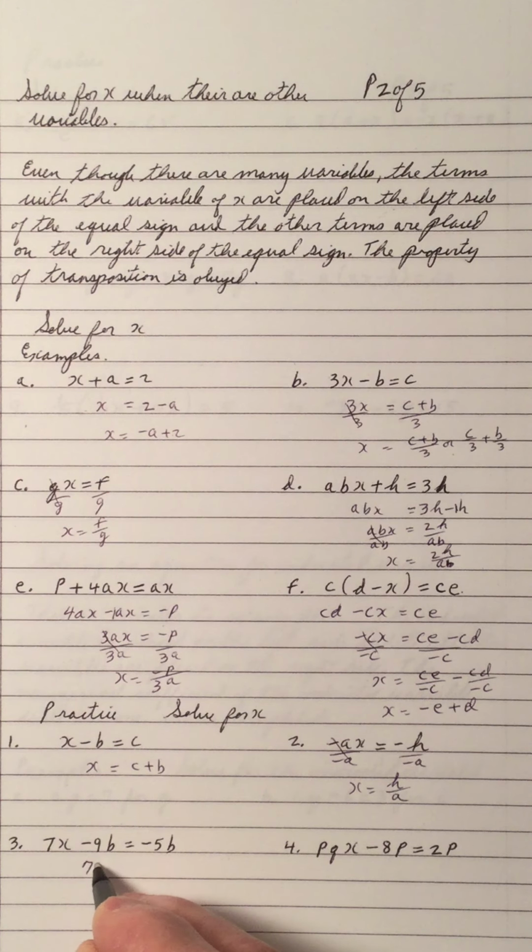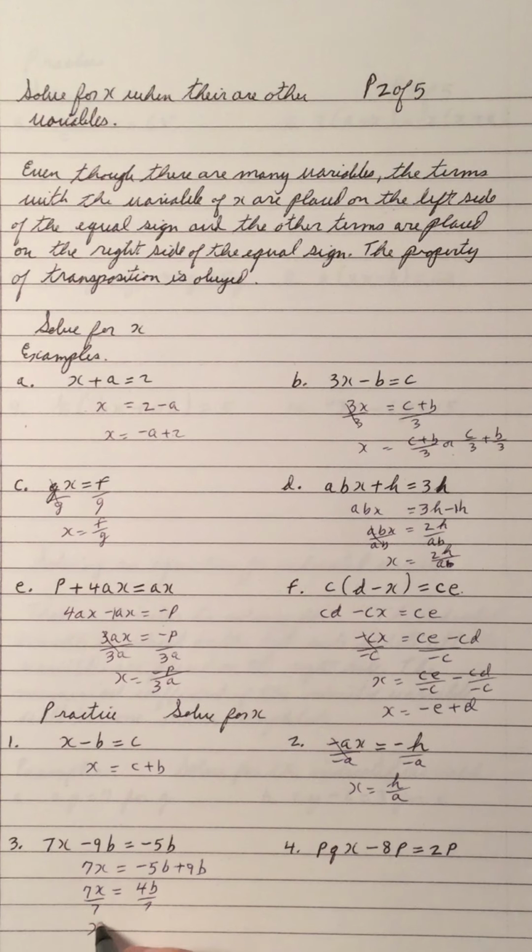And we have 7x on the left, so we have a negative 5b plus 9b that moves over to the right. 7x equals, add, we get 4b, and now we divide by 7. So x is equal to 4b over 7.